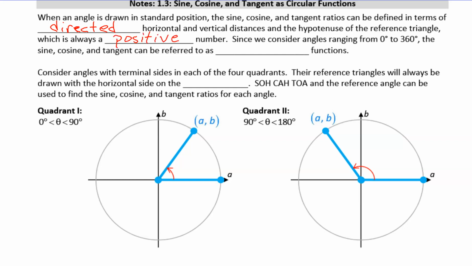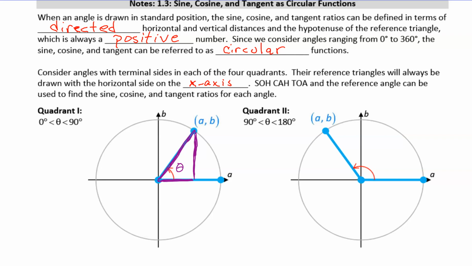Since we consider angles ranging from 0 to 360, the sine, cosine, and tangent can be referred to as circular functions. Now we're going to consider angles with terminal sides in each of the four quadrants. Their reference triangles are always going to be drawn with the horizontal side on the x-axis. Using SOHCAHTOA and the reference angle, we can find the sine, cosine, and tangent ratios for each angle.